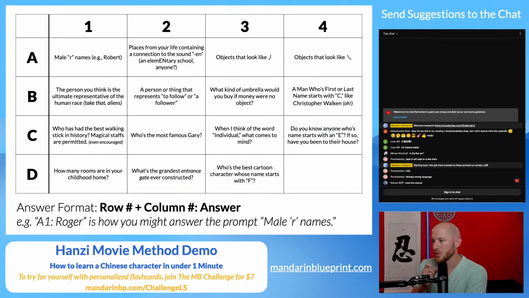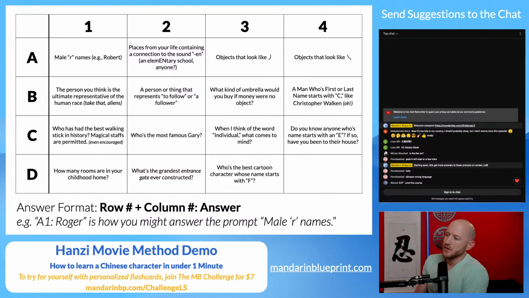We're going to need to know a number of things today. We're going to need to know some people's faces, some places related to our lives, and some objects that we're going to call props. We also want to have actions, things that happen in a movie scene that help us remember a single Chinese character.